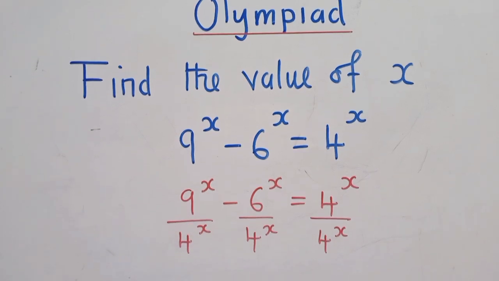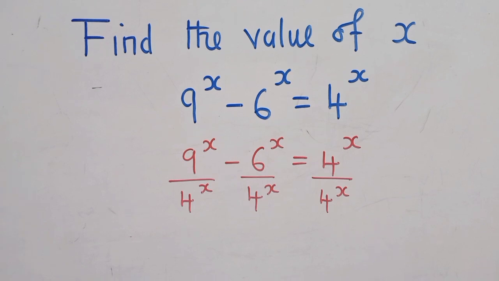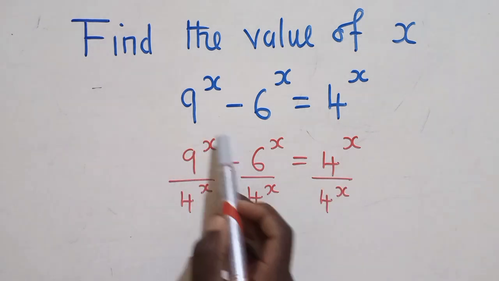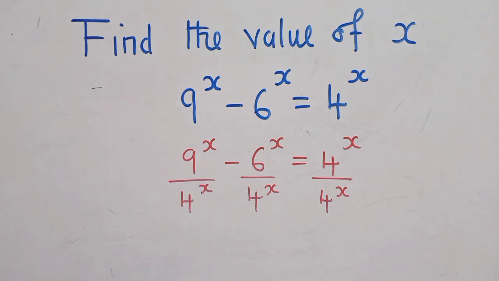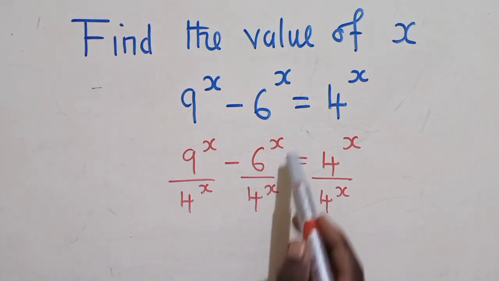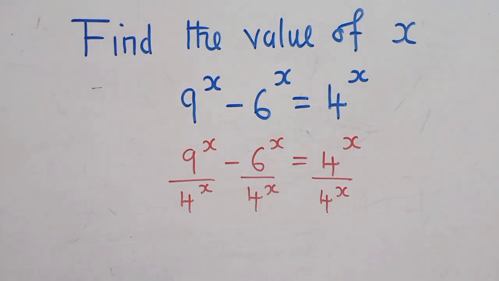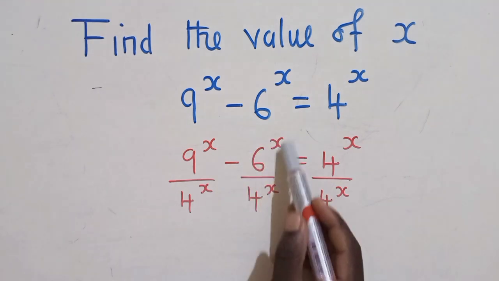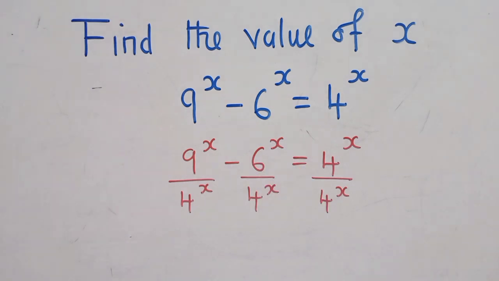The whole idea of doing this is that I want to form a quadratic equation. That's what is making me divide by 4 power x. If I want, I can divide by 9 power x throughout, but not the 6 power x. If I divide throughout by 6 power x, the quadratic equation won't be formed. I'll show you the point where we must form a quadratic equation.